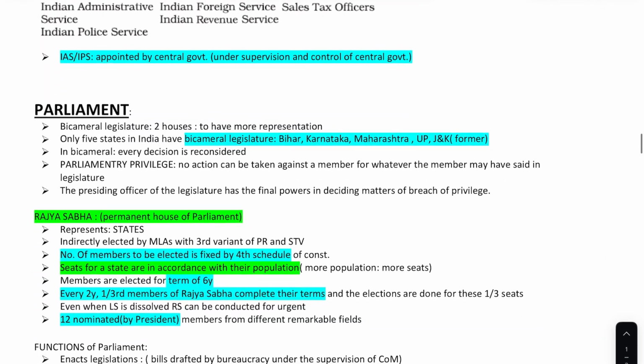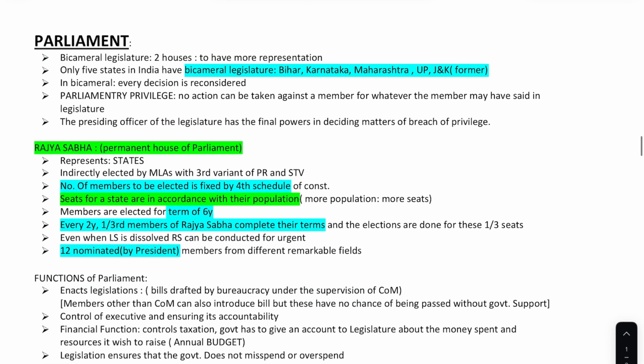So let's talk about the parliament. Parliament has a bicameral legislature, where there are two houses to have more representation. Only six states in India have a bicameral legislature: UP, Bihar, Karnataka, Maharashtra, Andhra Pradesh, and Telangana. It was formerly Jammu and Kashmir as well. In a bicameral legislature, every decision is reconsidered.